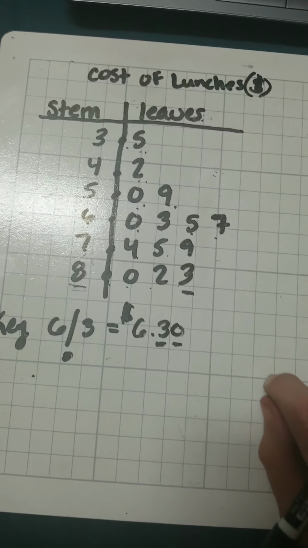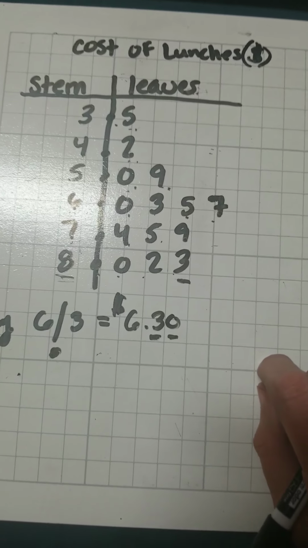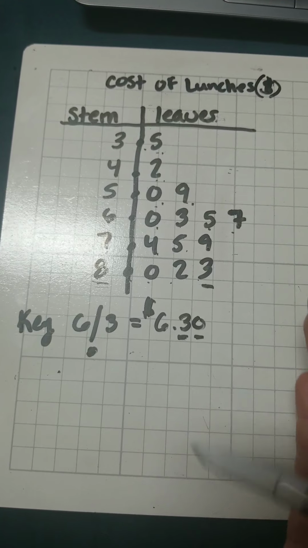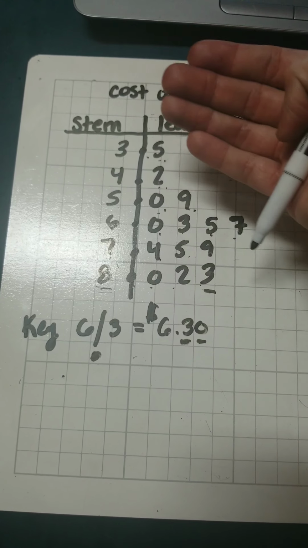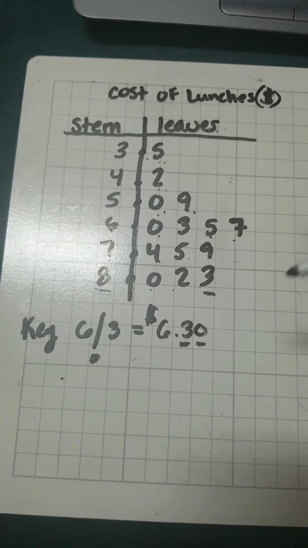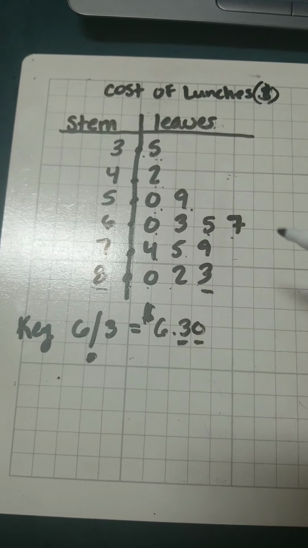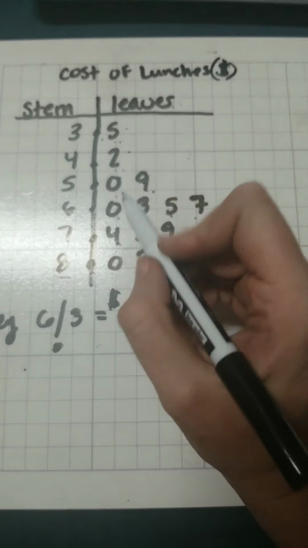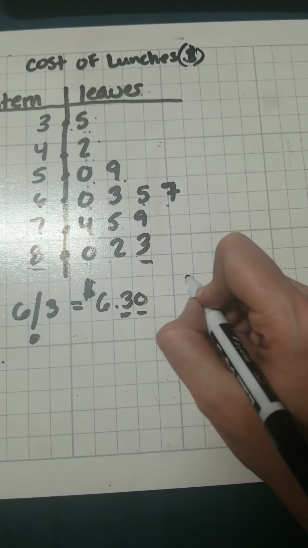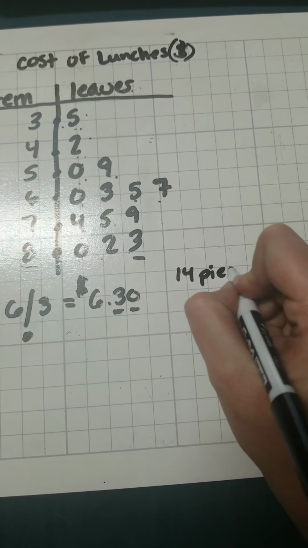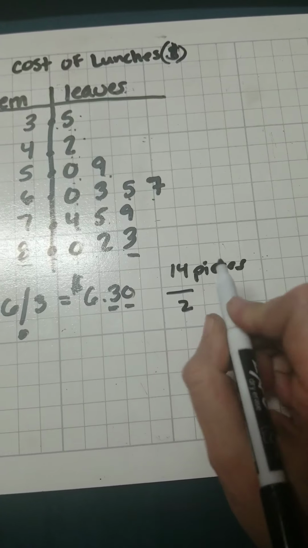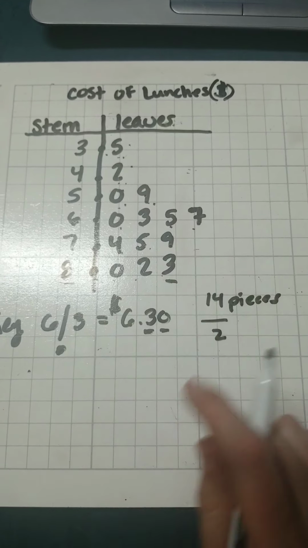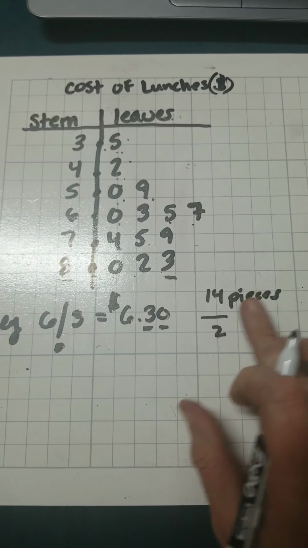So the median is the number that is in the middle. So all I have to do is count the number of leaves, divide it by 2, and figure out if I increase that many from the bottom to the top and the top to the bottom, where do those numbers meet in the middle? So there's 1, 2, 3, 4, 5, 6, 7, 8, 9, 10, 11, 12, 13, 14. So there are 14 pieces of data. If I divide 14 by 2, that's going to give me my center because I'm splitting it in half. So half of 14 is 7.